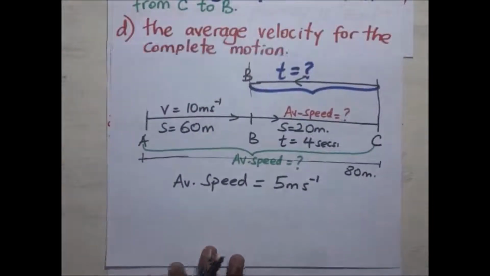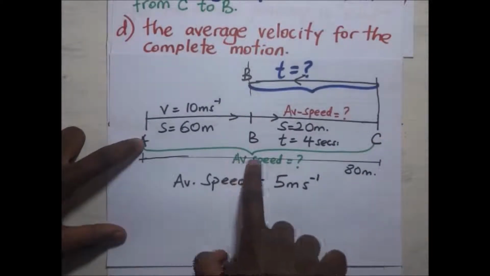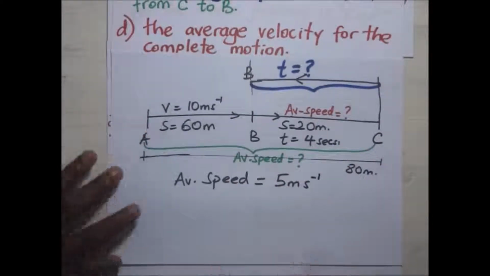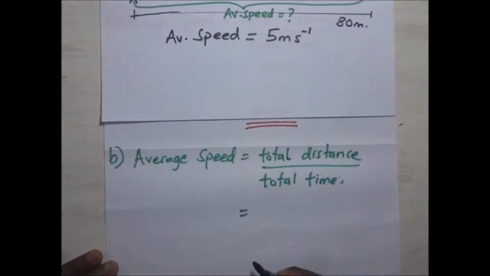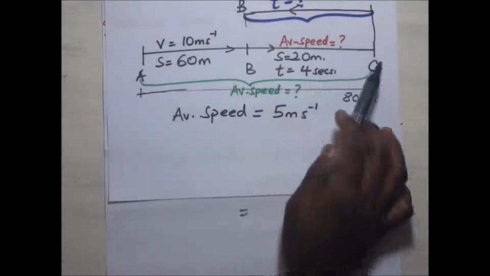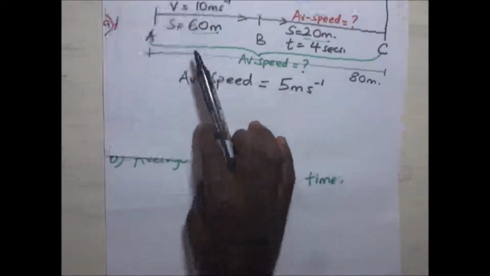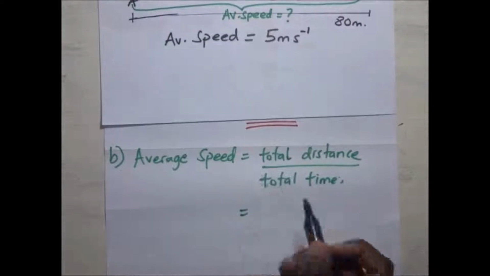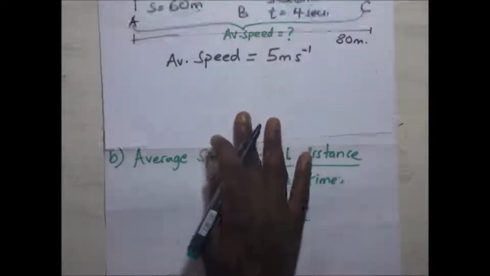Now part B required us to find the average speed of the body moving from A to C. So we're supposed to find this average speed moving from A to C. To find that average speed, it's going to be equal to total distance divided by total time. So now the total distance moved, as this body is moving from A to C, is definitely going to be 60 meters plus the 20 meters, which is the 80 meters that were given in the question. So it's going to become 80 meters divided by the total time.